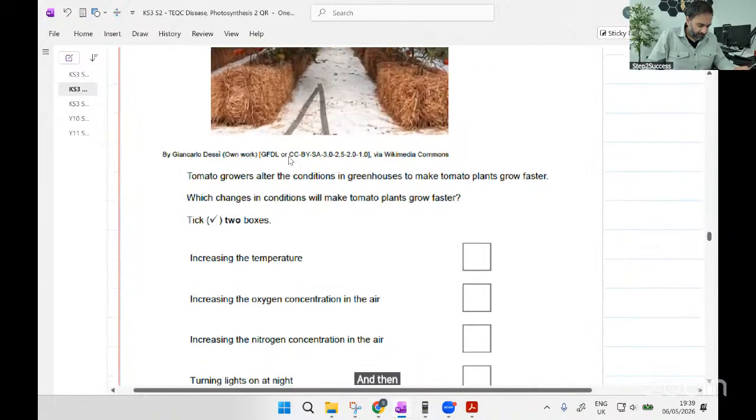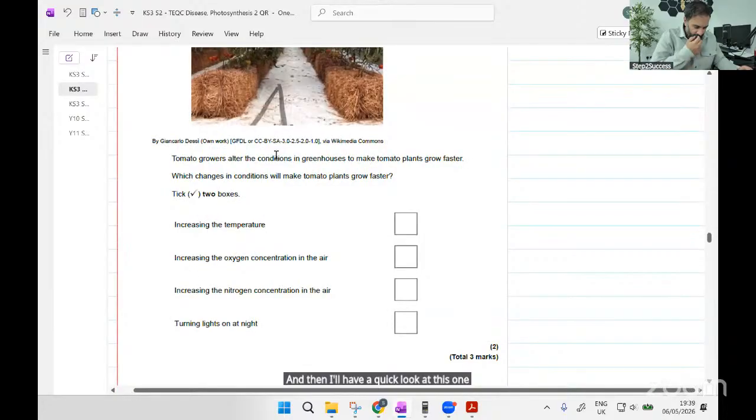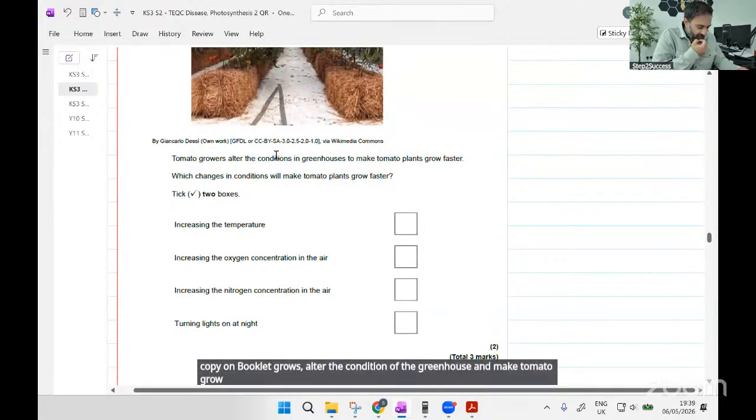And then I'll have a quick look at this one. 4B on booklet 2. Tomato growers alter the condition of the greenhouse to make tomatoes grow faster. Which change in the condition will make tomatoes grow faster?